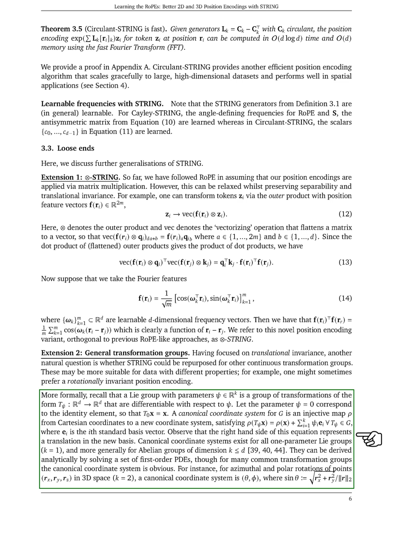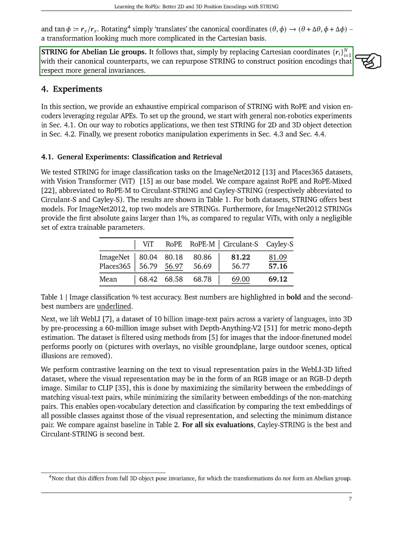A canonical coordinate system maps Cartesian coordinates to a new system, allowing us to express transformations in a simpler way. For one-parameter Lie groups, we can derive these systems analytically, and for abelian groups, they can be more generally defined. For instance, in 3D space, we can use spherical coordinates to represent rotations, which simplifies the transformation process. By replacing Cartesian coordinates with their canonical counterparts, we can adapt STRING to create position encodings that respect these broader invariances.